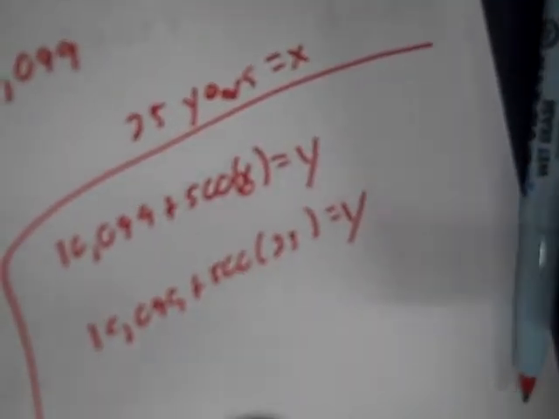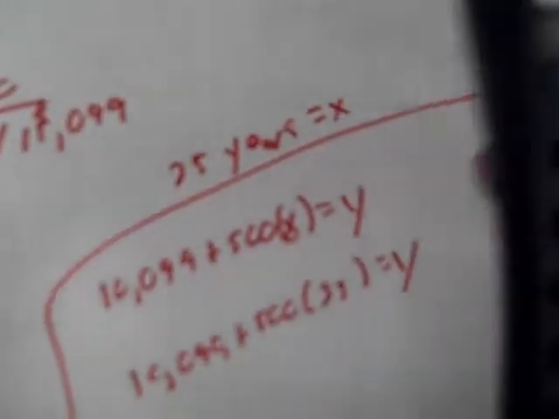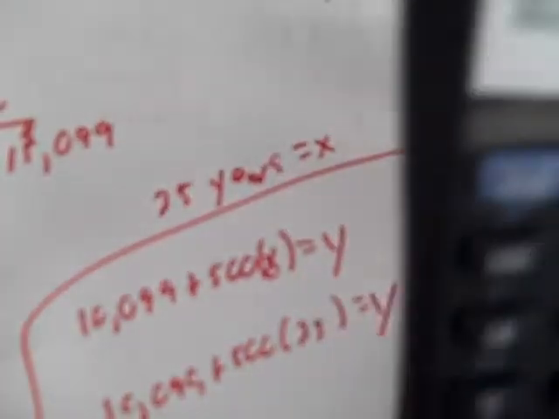What I got here is, sorry, I screwed that up. 10,099 plus 500 and then 25 gives me 22,599. Okay, so that's your answer. Now, since it said million a bunch of times, just put million after that, and there's your answer. Okay.